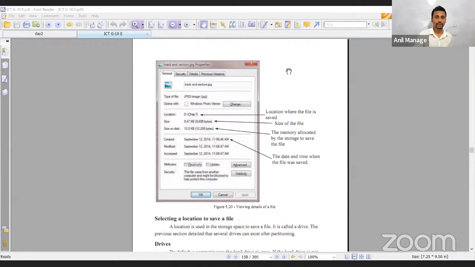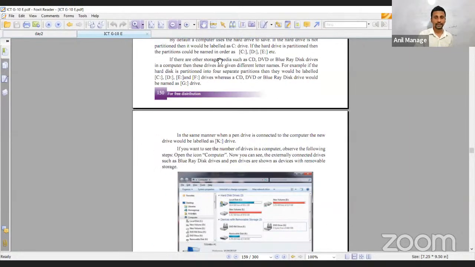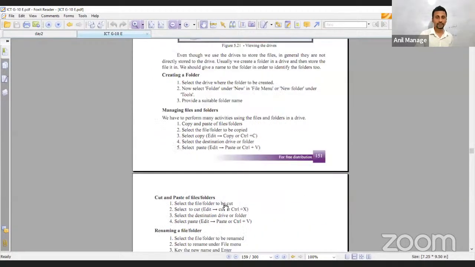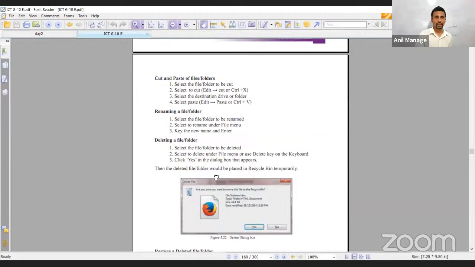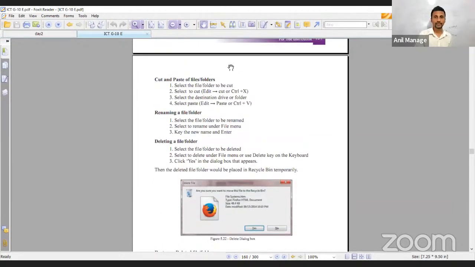Okay, yes. Drives, CD and all this. I think that's all about it. Now deleting, restoring, cut and these things are also important.